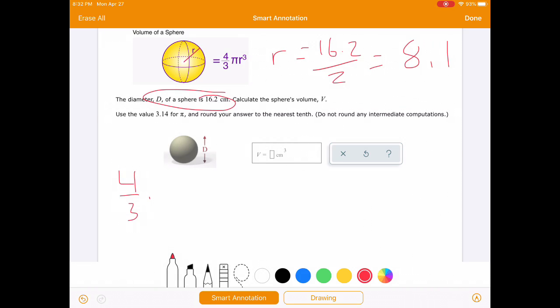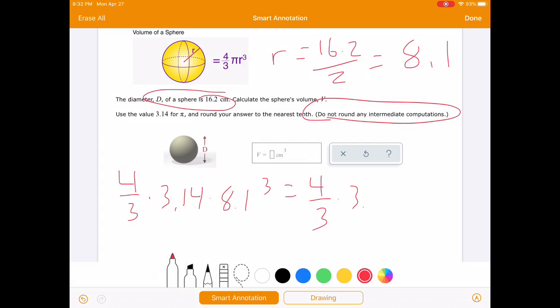Same idea. We are not going to round any intermediate computations. So when we take 8.1 to the third power, we get 531.441. All right, we're not rounding that to the nearest tenth. We're keeping that 0.441 for now.